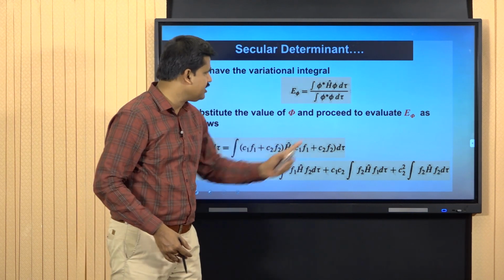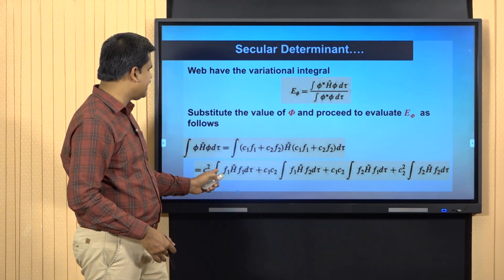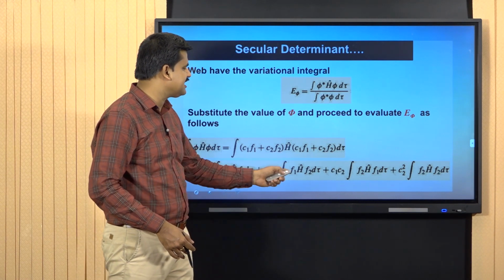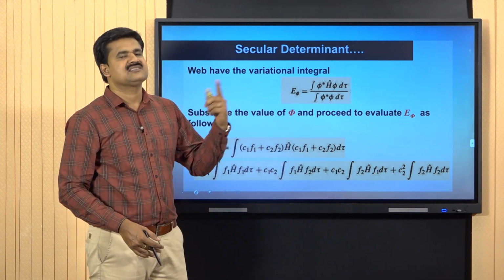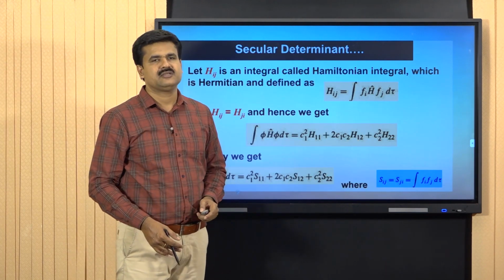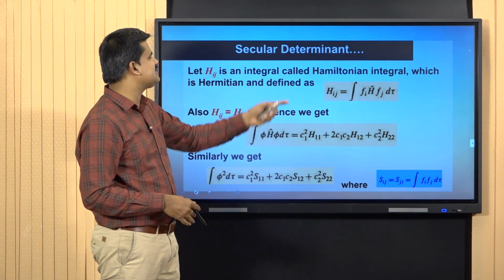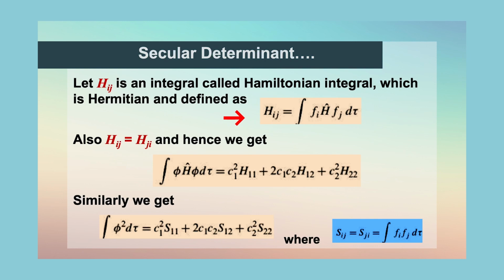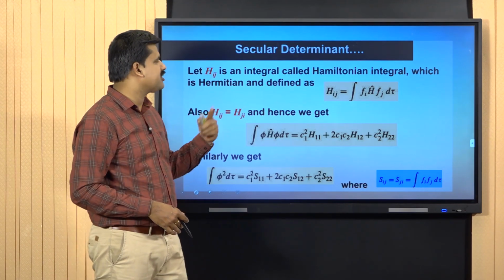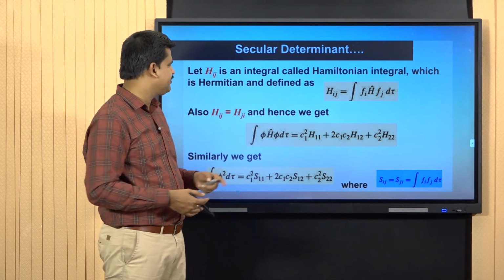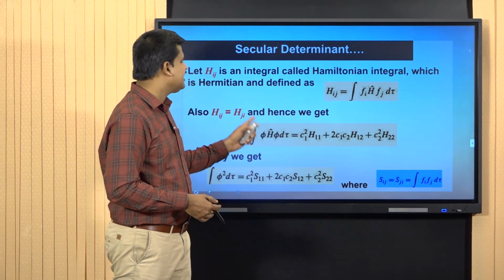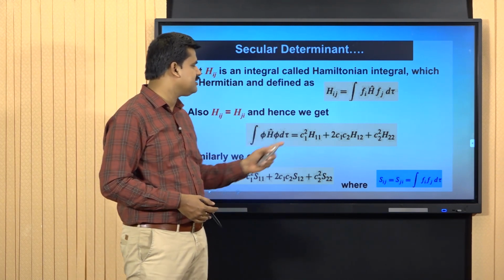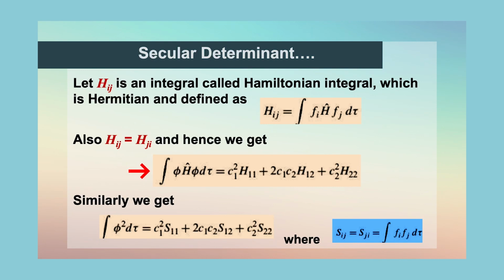On final simplification, you get the numerator as C1 square integral f1 H hat f1 d tau, plus C1 C2 integral f1 H hat f2 d tau, plus C1 C2 integral f2 H hat f1 d tau, plus C2 square integral f2 H hat f2 d tau. Now make some substitutions. Let Hij be equal to the integral fi H hat fj d tau, and Hij equal to Hji since H is Hermitian. Moreover, we get the numerator of the variational integral, integral phi H hat phi d tau, equal to C1 square H11 plus 2 C1 C2 H12 plus C2 square H22.